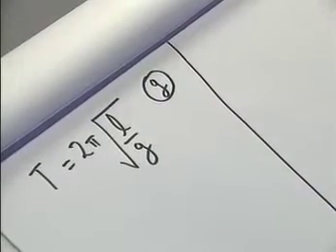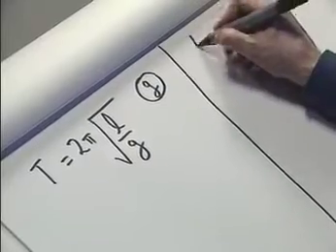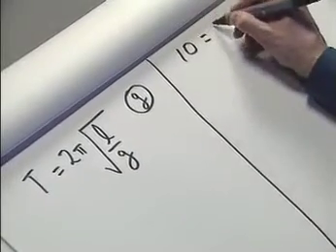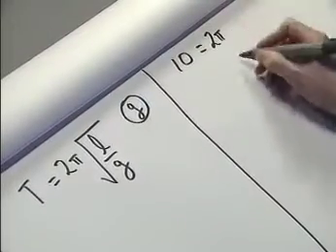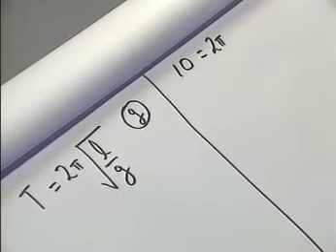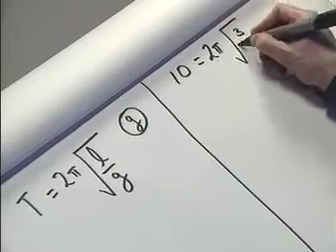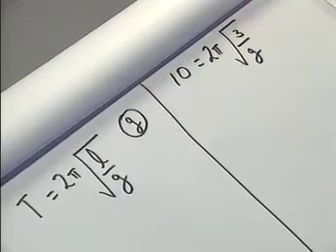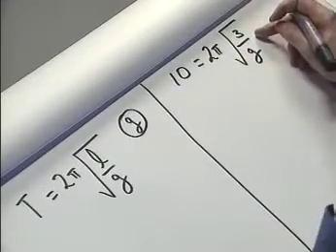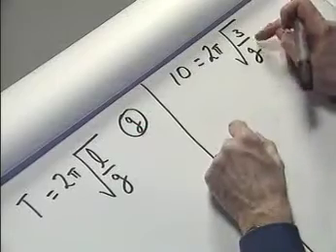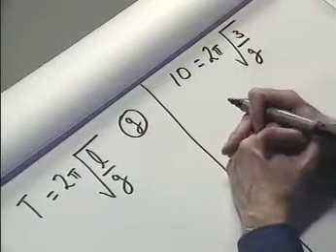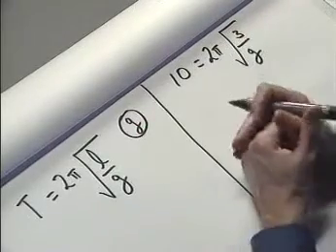Let's have a look at a simple equation. Let's say it's 10 equals 2 pi, and I'll keep the 2 pi because pi is just a number, so 2 pi is just a number, square root of 3 over G. Now, as an equation, this one's a bit tricky because the G is trapped inside this square root sign. We need to bring it out.